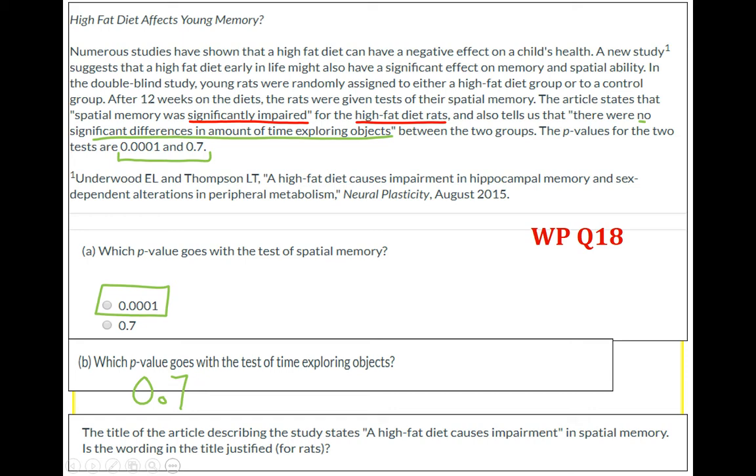It says the title of the article describes a study, high-fat diet causes impaired spatial memory. In the wording, does this justify it for rats? Well, first of all, I look back at the thing and ask, was it a test? Yes, it was a test. Was it blinded? Yes, it was blinded. Did they find significant results for fat? Yes, they did. So yes, there would be a significance because it was an experimental study.